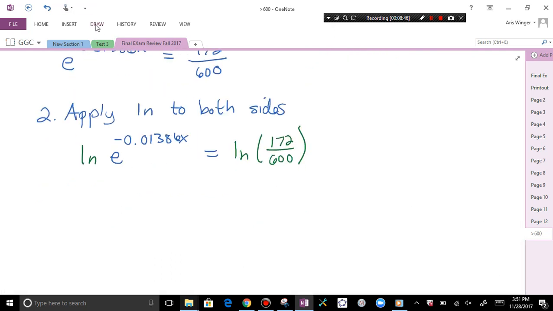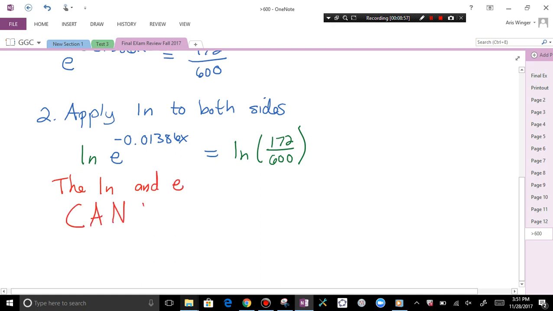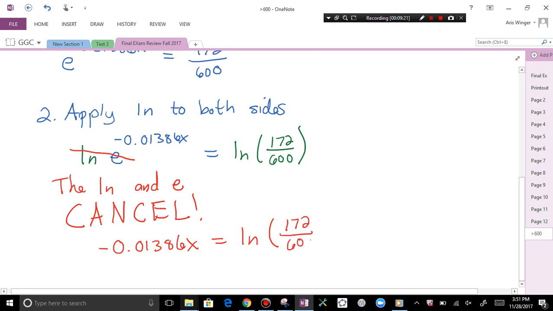The crucial remark here is that the natural log and the exponential cancel. That is precisely the reason why we brought it on that side. And so they cancel. And so we're left with negative 0.01386x is equal to the natural log of 172 over 600.